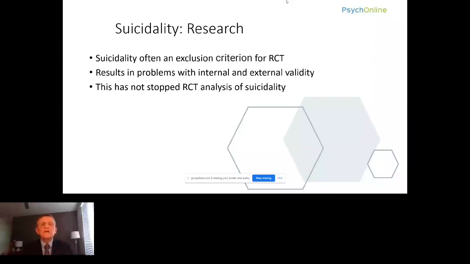Let's talk about what research has told us about suicidality. Suicidality is often an exclusion criteria for random clinical trials. That means that if you show up and express any suicidality, they don't want you in their study. You shouldn't be included. So generally, it only happens when it appears or somebody was sloppy. This results in problems with internal and external validity. In other words, we shouldn't be trying to use randomized clinical trials to study suicidality when we specifically excluded it from those trials. But this has not stopped anybody from going ahead and trying to draw conclusions.